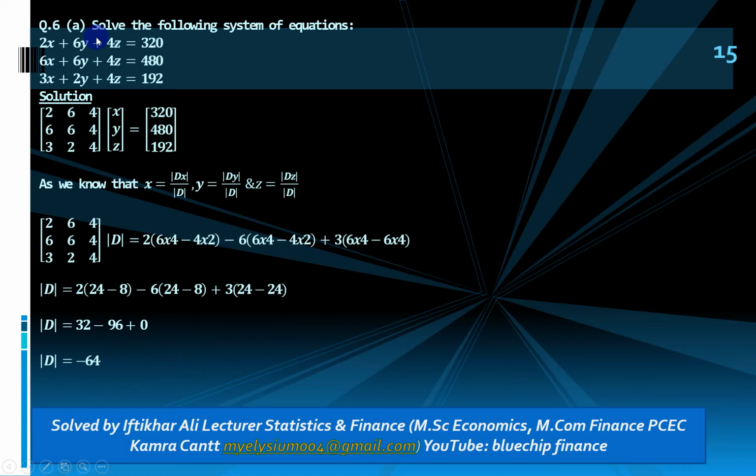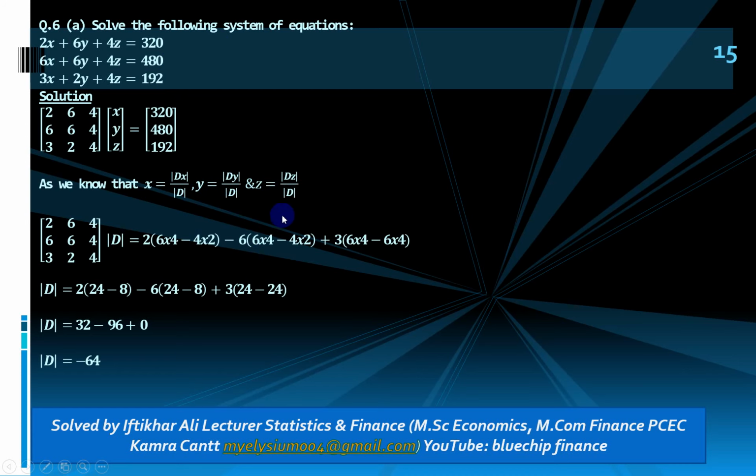Question number 6 is solve the following system of equations. There are a lot of methods to calculate the variables x, y, z. Either you can use simultaneous linear equations, you can solve it through the inverse of matrix method, or you can use Cramer's rule. So I use Cramer's rule here, in which x equals to determinant of dx divided by determinant of d, y equals to determinant of dy divided by determinant of d, and z equals to determinant of dz divided by determinant of d.